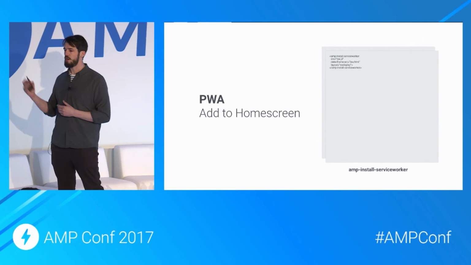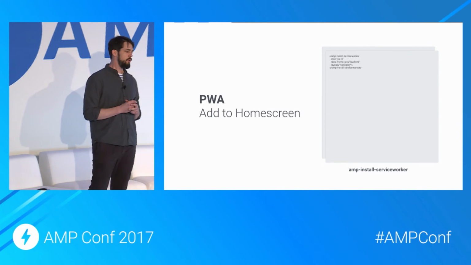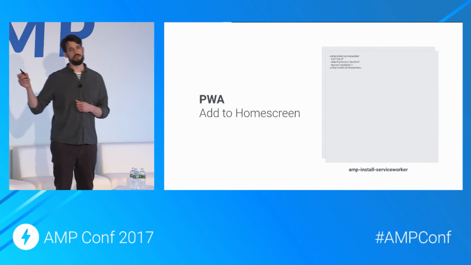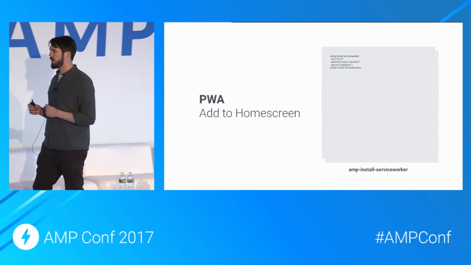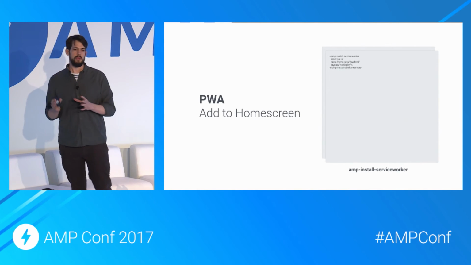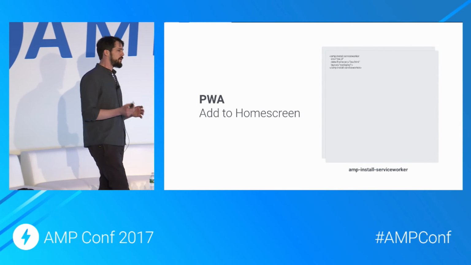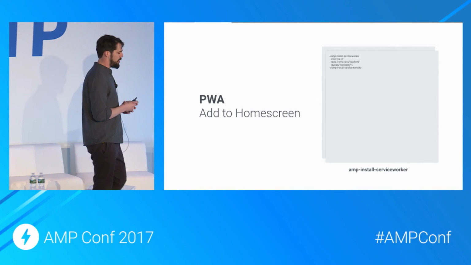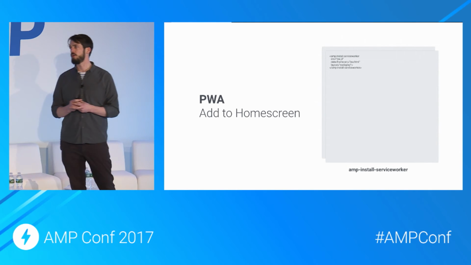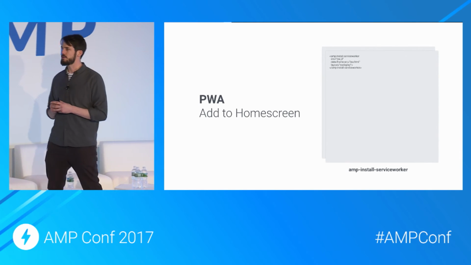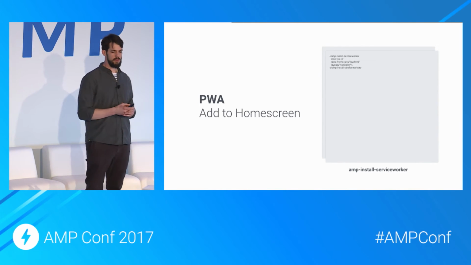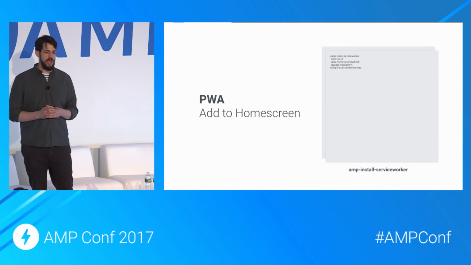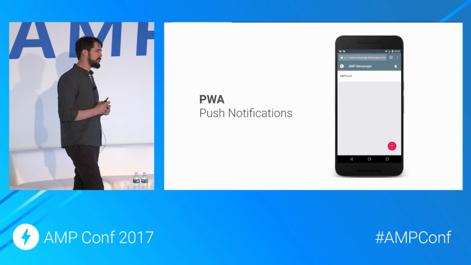And in AMP, you have the AMP install service worker component, which you can use to install the service worker from your AMP. And this even works for cached versions. So if your AMP's loaded from the cache, it's going to install the service worker for your own domain, which is really powerful. And we use in our sample the service worker to cache page requests. So you can even use the app when you're offline. But now that we've got a service worker in place, we can also add an additional feature. And this is push notifications.